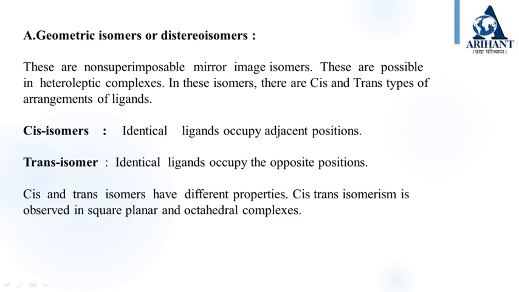So we will see first what is meant by geometric isomers or diastereomers. These are non-superimposable mirror image isomers. These are possible in heteroleptic complexes. In these isomers, there are cis and trans types of arrangement of ligands. In cis isomers, identical ligands occupy adjacent positions, and in trans isomers, identical ligands occupy opposite positions. Cis and trans isomers have different properties. Cis-trans isomerism is observed in square planar and octahedral complexes.